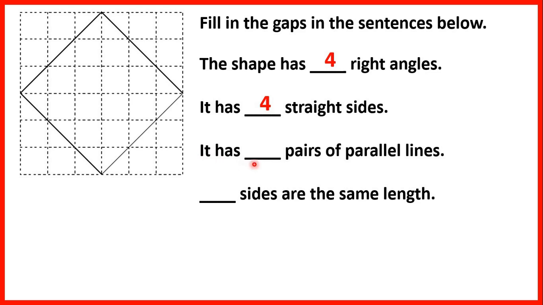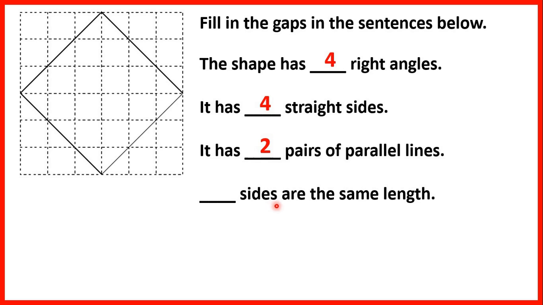Now it has how many pairs of parallel lines? So parallel lines are like train tracks. If we extended them, they would go on forever without ever crossing. And we count parallel lines in pairs. So this line here is parallel to this line here, so that's 1 pair. And this line here is parallel to this line here, so that's another pair. So that means the shape has two pairs of parallel lines.